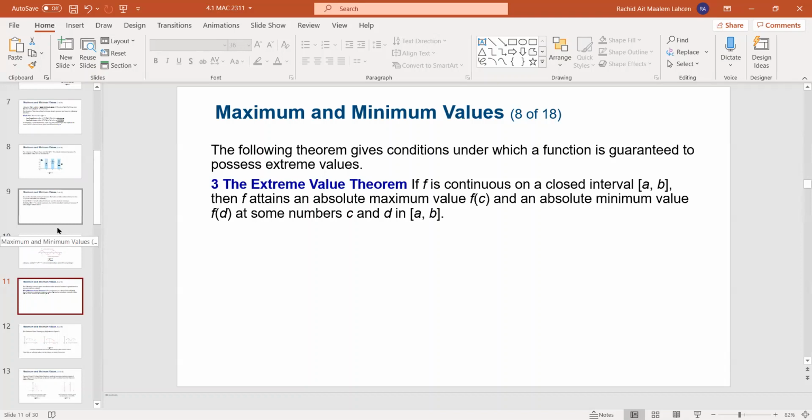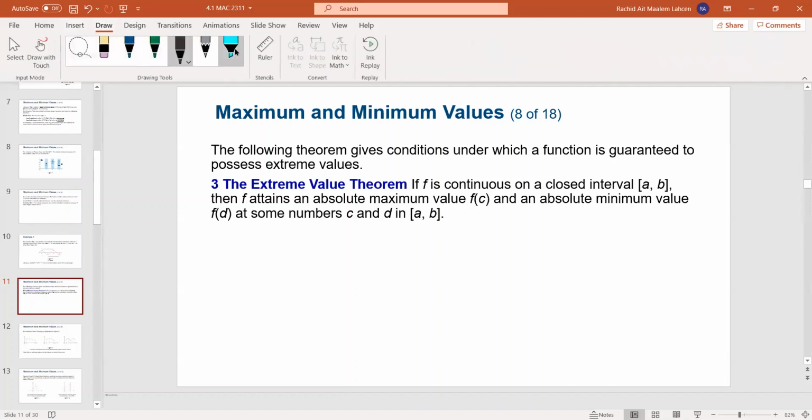All right. The extreme value theorem says if f is continuous, so there is that condition for this theorem to use, that the function is continuous on a closed interval [a, b], then f attains an absolute maximum value f(c) and an absolute minimum value f(d) at some numbers c and d in the interval. It may not be clear, and we'll explain it as we go through examples, but the conditions are these two.